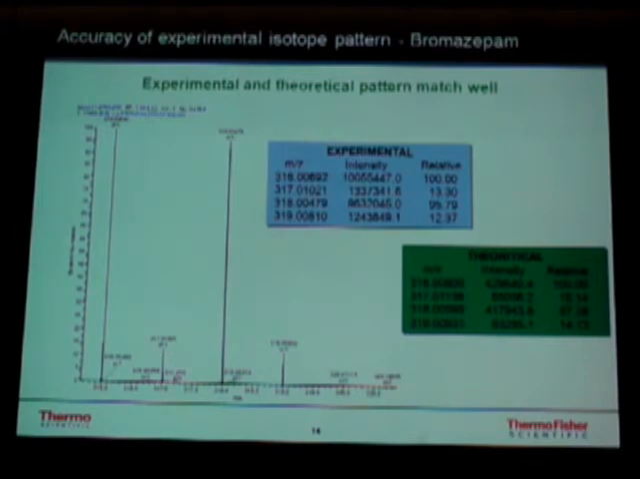This is an example of another drug, bromazepam, where these are the experimental relative intensities of C12 to C13, and these are the theoretical ratios. And as you can see, comparing this with this, they match pretty well within the error tolerance.